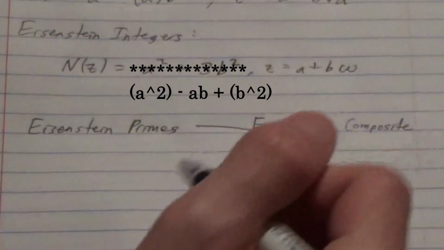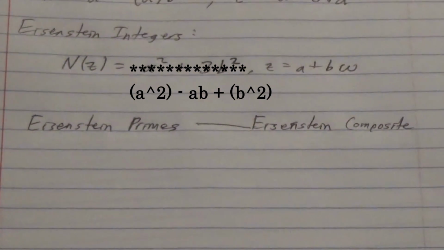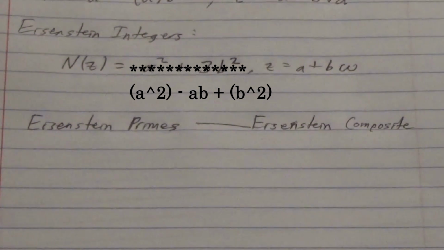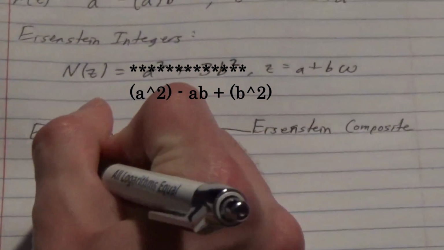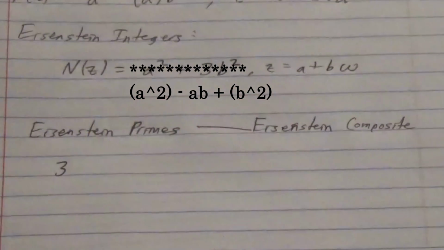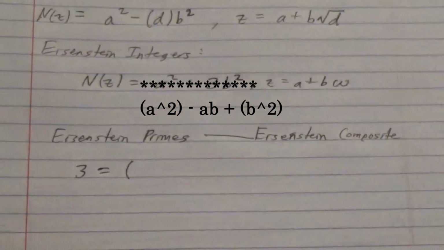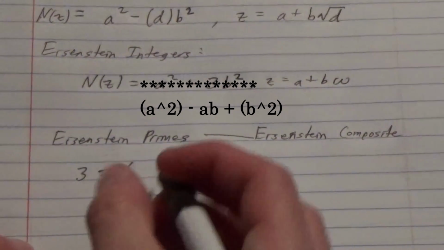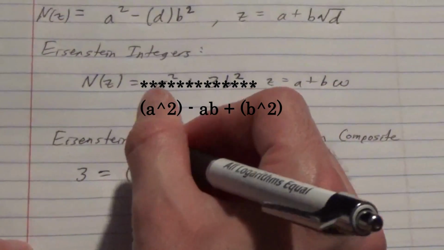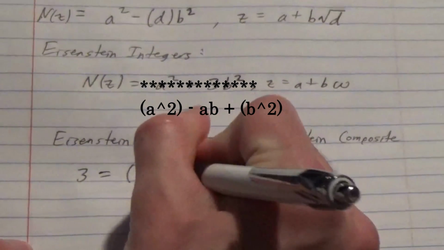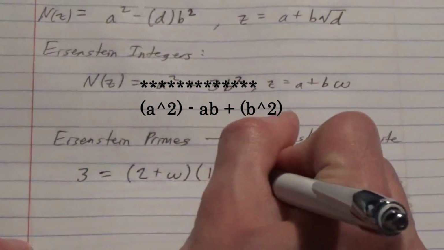There are also some examples of numbers that are prime in the set of integers, but not prime in the set of Eisenstein integers. A good example of that would be 3, because as it turns out, within the Eisenstein integers, we can write this as being equal to 2 plus omega times 1 minus omega.